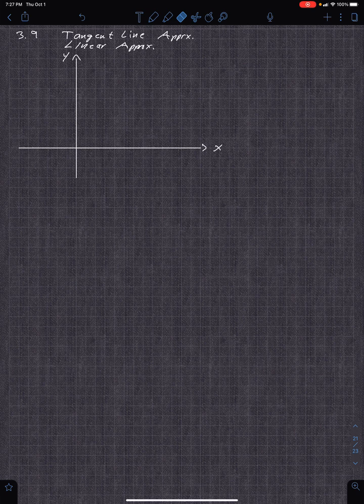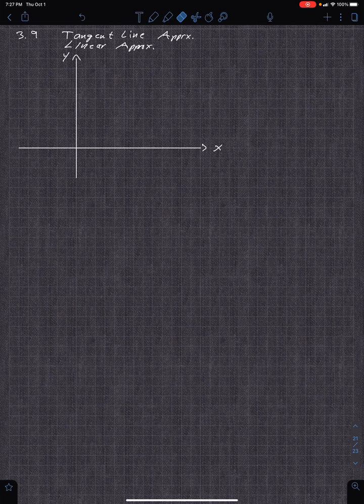3.9 is on tangent line approximations, or we call them linear approximations. We'll also look at what's called quadratic approximations. It's a somewhat brief section, but it's a really important concept to cover for future stuff.